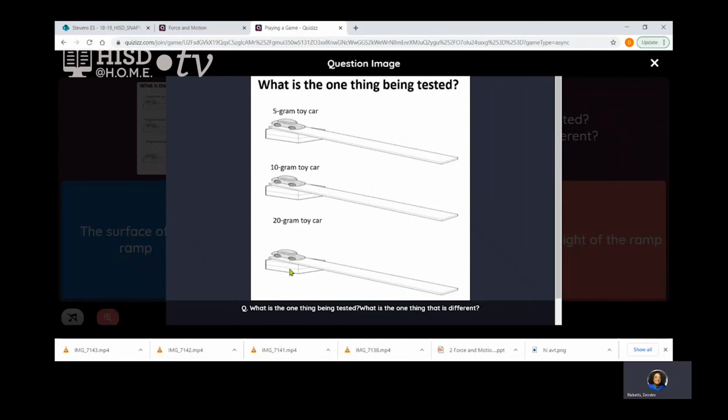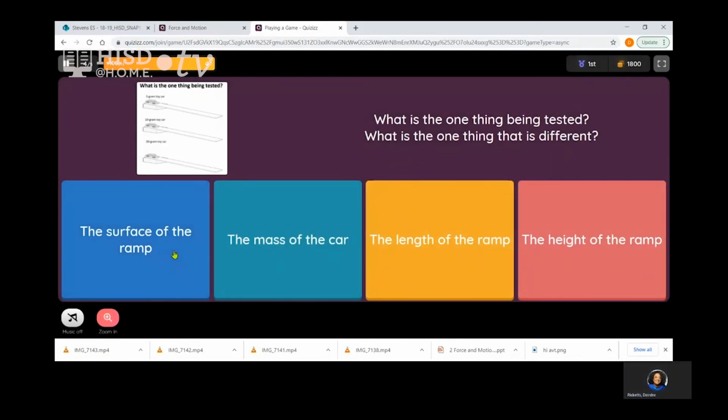So the mass is different, but it seems like everything else is the same. Let's look at our answer choices. The surface, is that different? No, it's the same. The mass, is that different? Yes. We have 5, 10, and 20 grams. That's different. The length of the ramp, no, that's the same. The height of the ramp, that's the same. So the one thing that's different is the mass of the car. And I'm probably trying to test, does the mass of the car affect the distance the car travels?